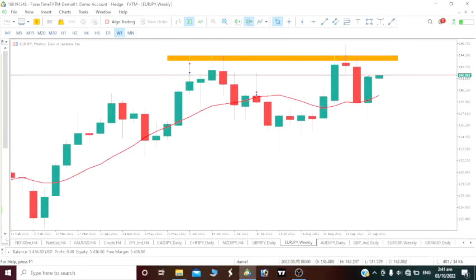So the price went up. Now we are seeing that this price for this week has started bullish again. We are seeing it go to one level. Where is the level we are seeing here? Of course, this same level here.